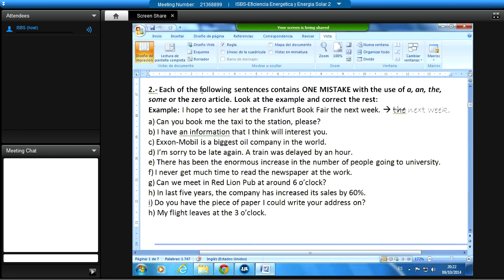You can do it online if you want. I mean, if you download the document, you can complete the activity there, and then you save it in a flash drive, or you send it to yourself by email, so you have the activities with you.